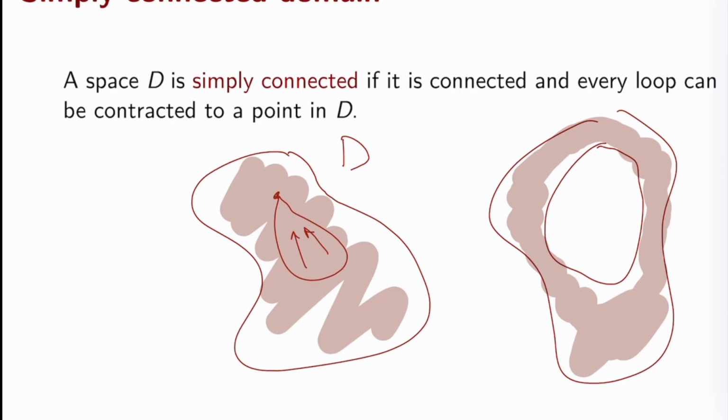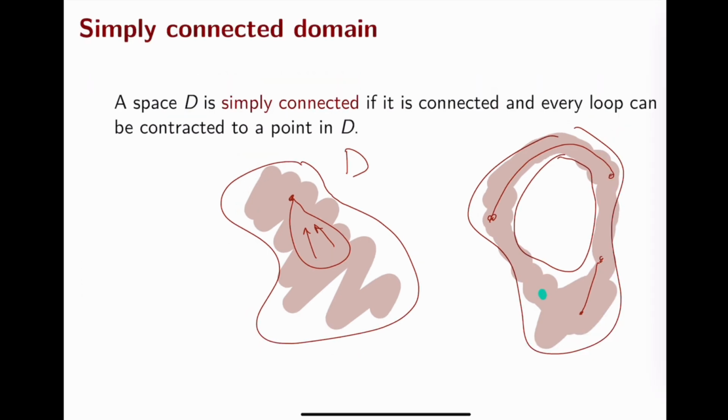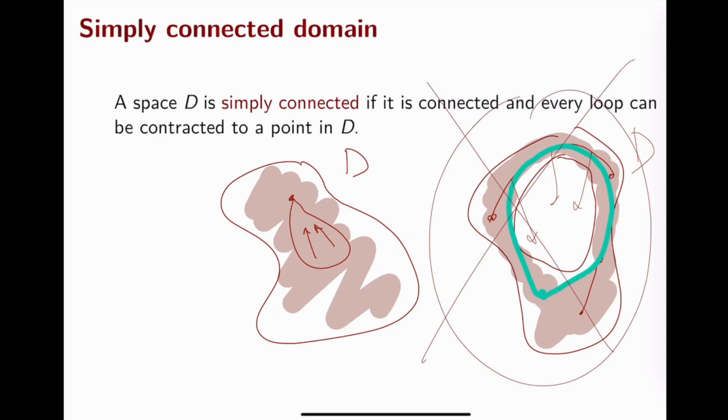This space is still connected, right? I mean, between 2 points, there is always a path between them. Between 2 points, there is always a path in the space. But not every loop here can be contracted continuously within the space. So, for instance, let's consider a loop like this. No matter how we try to contract it, this loop will always be outside of the domain. So a domain like this is not simply connected.